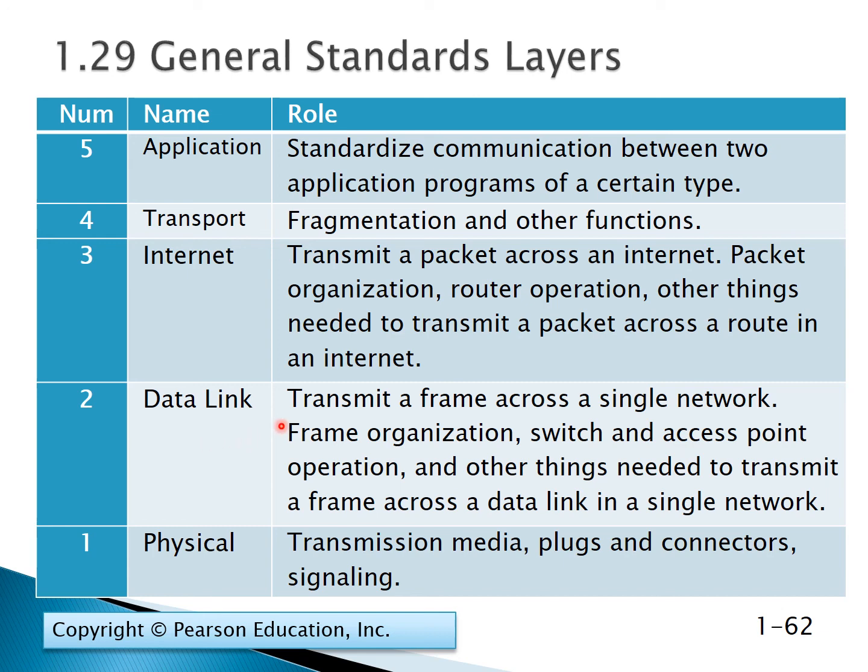Layer 2 is the data link layer, as we talked about, which is about transmitting a frame across a single network. So frame organization, switch and access point operation, for example, how we come up with the switching table, and other things needed to transmit the frame across a data link in a single network are defined at this layer.